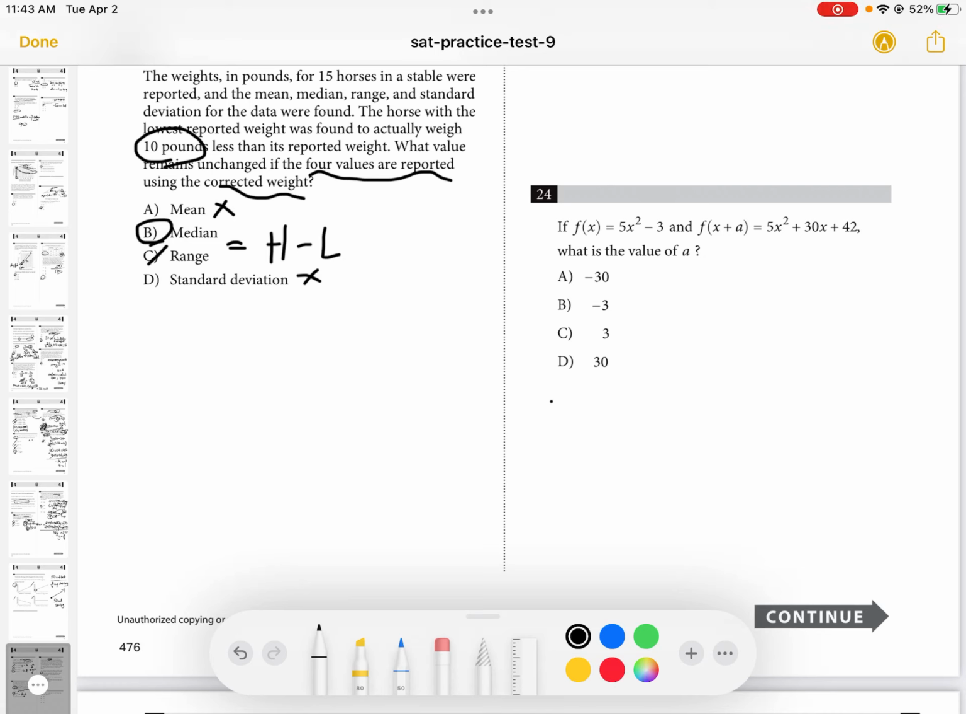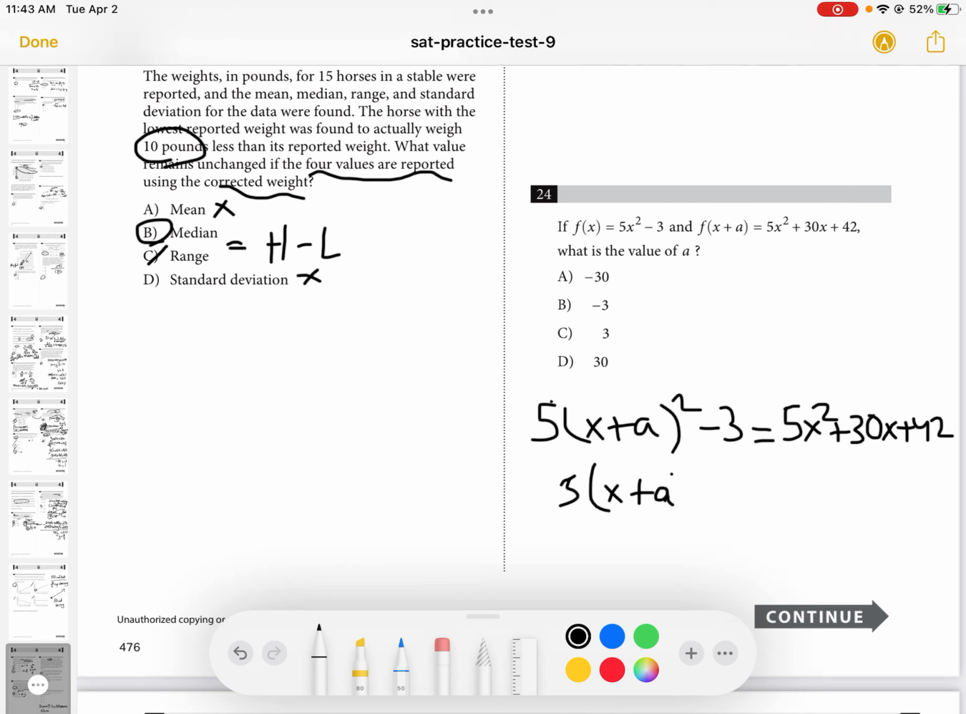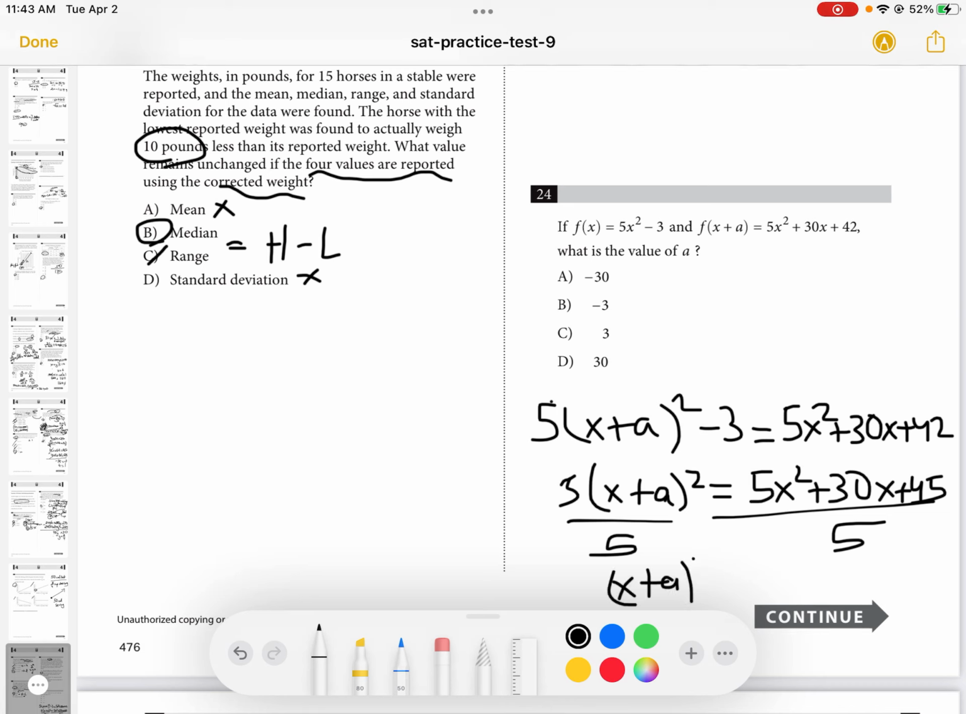So, f of x plus a. So 5 times x plus a squared minus 3 is equal to 5x squared plus 30x plus 42. 5 times x plus a squared equals 5x squared plus 30x plus 45. When we divide both sides by 5, we get x plus a squared equals x squared plus 6x plus 9.